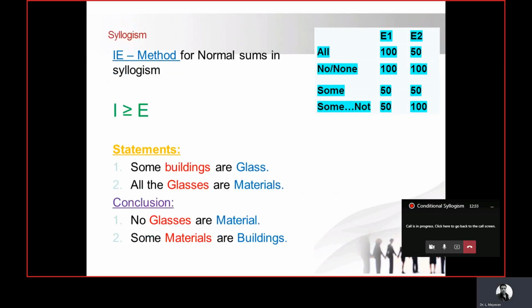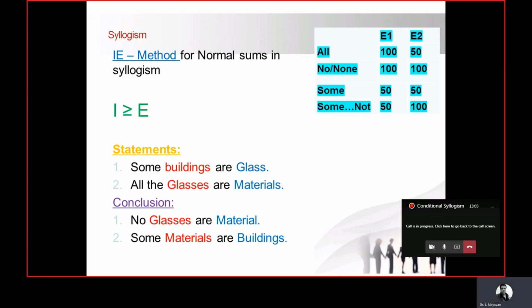Income expense method for normal sums in syllogisms. Generally, income must be greater than the expense, and you should remember, in order to work out this income expense method, you have to remember 4 words: all, no or none, some, and some not.